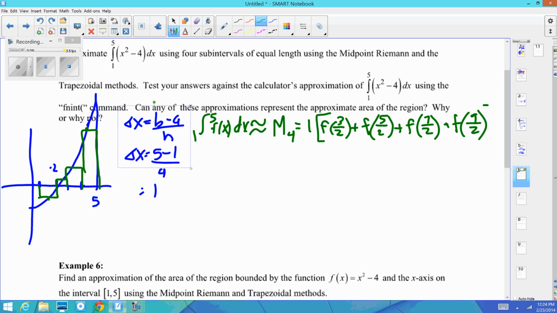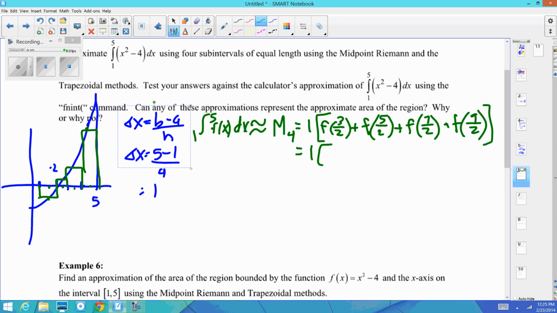So this would give you a point or two just for setting it up and showing your work, even if you can't do anything else. So for our midpoint Riemann sums, I just used the midpoints, 3 halves, 5 halves, 7 halves, and 9 halves. Okay, now I'm going to actually plug in the numbers.